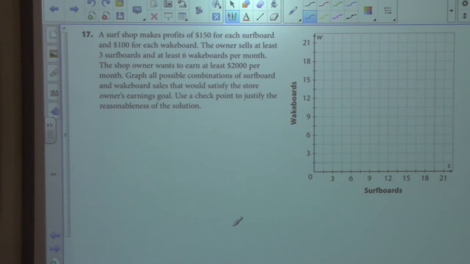Let's get to these word problems. And like a lot of these word problems, I don't think they're very hard.